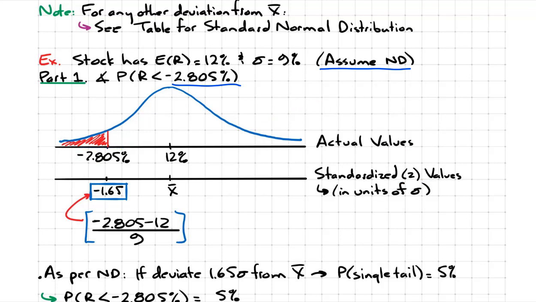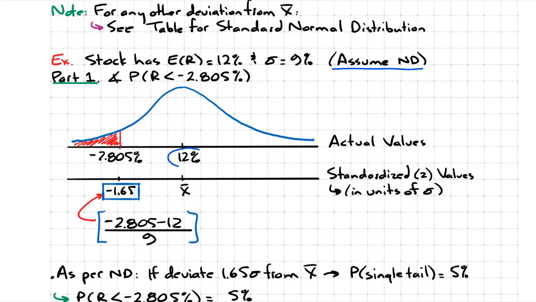So let's set this up. So here's the mean, 12%. So I'm plotting the actual values first. And the critical return is minus 2.805. And then we have to ask whether the author wants to know the probability of the body or the tail. And that's where we have to read the question carefully. It says, what's the probability that the return will be less than. So the author wants to know the probability of the tail.